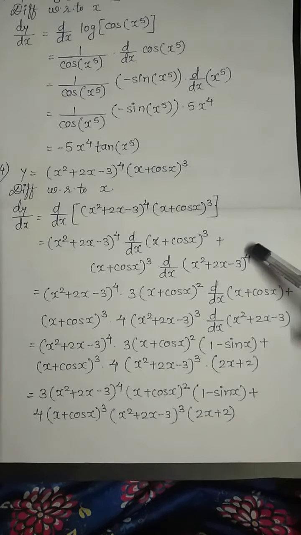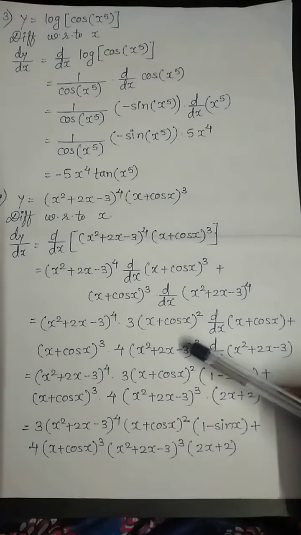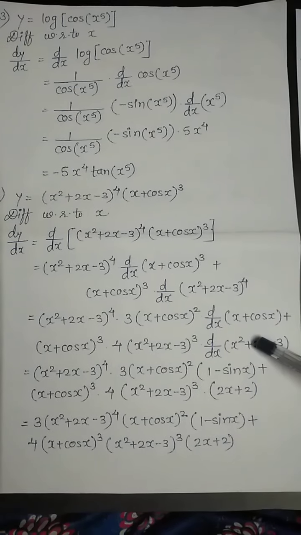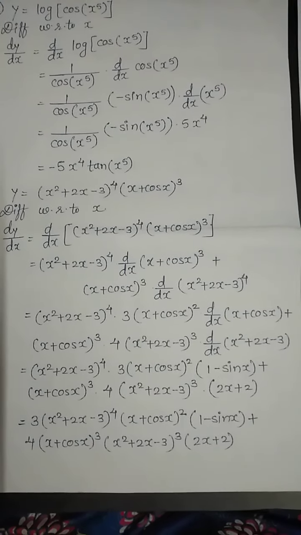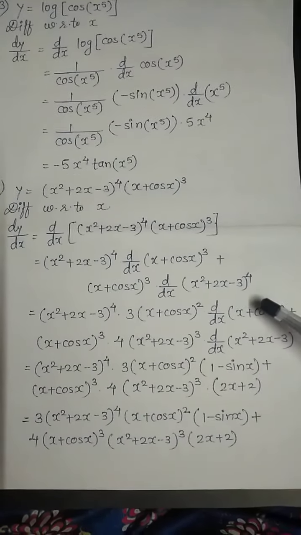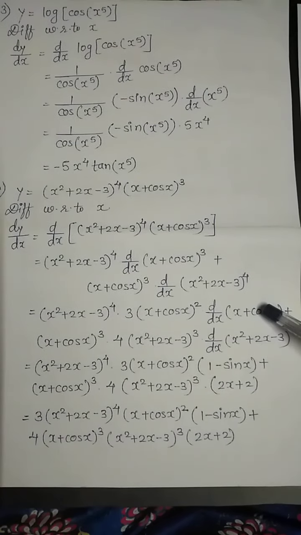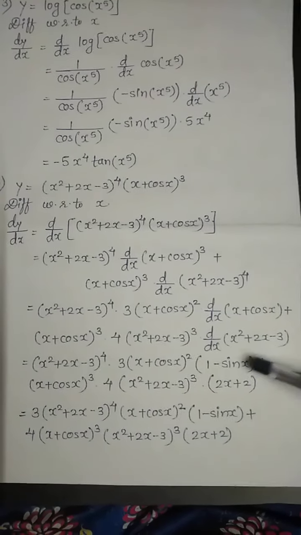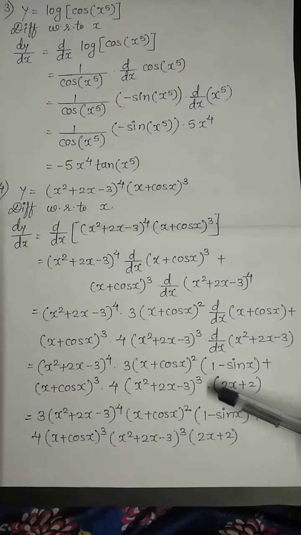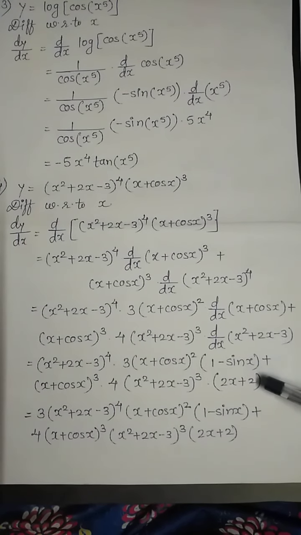Plus this term will be as it is. Here applying the formula of x raised to n, we will get 4 into (x square plus 2x minus 3), the bracket raised to 4 minus 1, that is 3, into derivative of this term, that is x square plus 2x minus 3. So in next step, this term will be as it is, this term will be as it is, and we require derivative of this bracket. So derivative of x is 1 and derivative of cos x is minus sin x, plus again these two terms will be as it is, and derivative of x square is 2x and derivative of 2x is only 2, and derivative of 3 constant, that is 0.